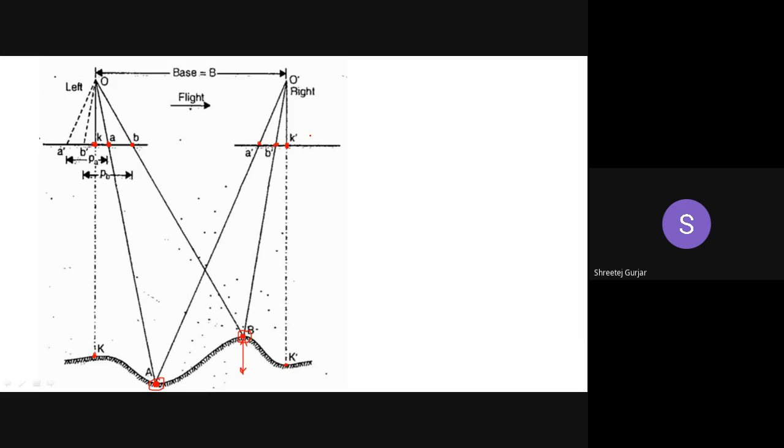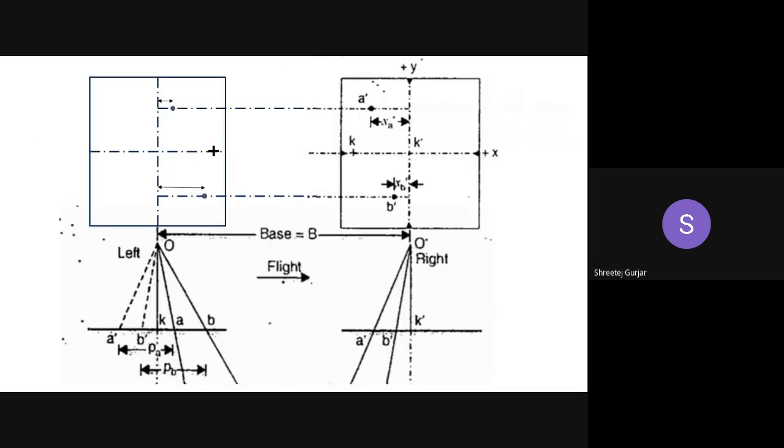So this is regarding the flight plan, how the photographs are taken and how those images are formed. Coming to one more view, this particular image I have zoomed in. Same image, I have just zoomed in. On the upper side you can see the photograph. This particular right photograph will be visible like this, and this particular left photograph will be visible like this.